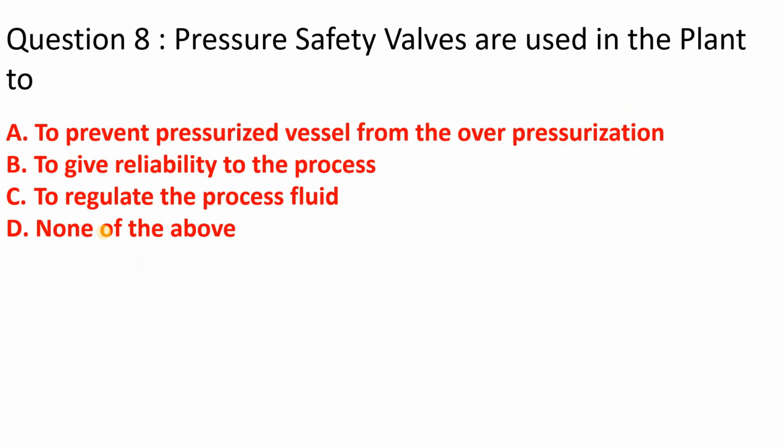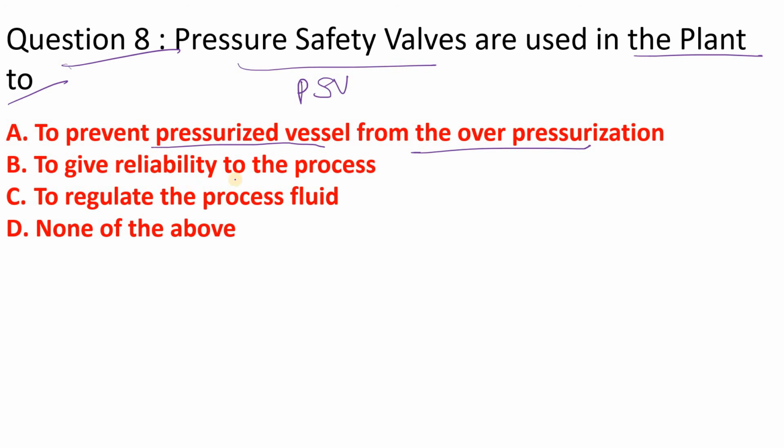Got my point? Now let's see the 8th question. The 8th question is: pressure safety valves, also known as the PSV, are used in the plant to what? There are 4 options. The first one is to prevent the pressurized vessel from over pressurization, to give reliability to the process, to regulate the process fluid, or none of the above. Actually, it does not regulate the process fluid because there is a valve which we use to regulate the process fluid. So none of the above will not be right.